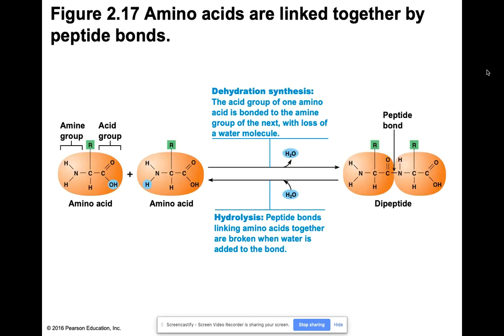Okay, amino acids are linked together by peptide bonds, as I said. So you have peptide bonds that form between the two amino acids. It forms between the carboxylic acid group of one amino acid and the amine group of another amino acid. And here's an image of that.